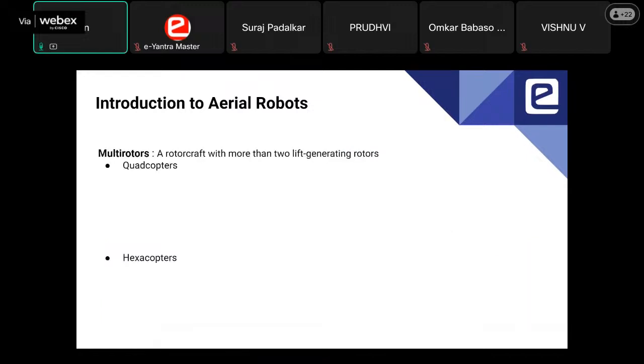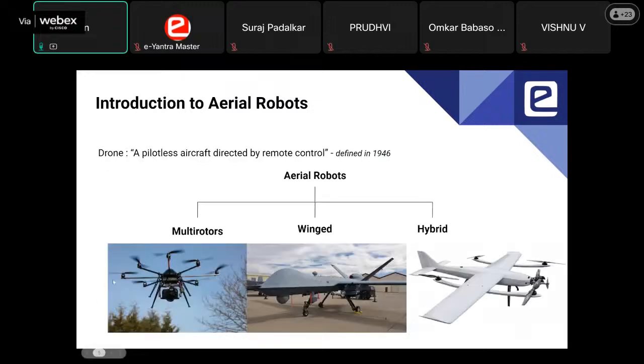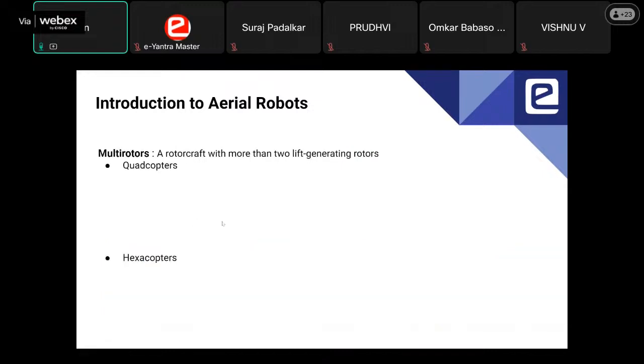Okay, let's move to the next one. So again, diving deep into the multi-rotors. A multi-rotor craft, just as I said, is a rotor craft with more than two lifting rotors. What you mean by multi-rotor is a drone with more than two rotors. So in the previous slide, we saw that there are eight rotating wings. So that's why it's called a multi-rotor. Inside the multi-rotor, there are many other categories also.